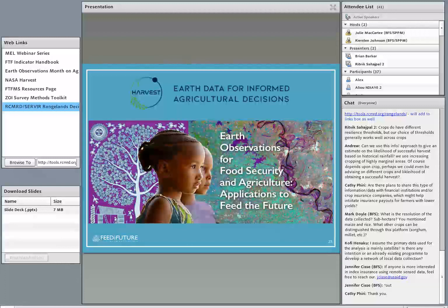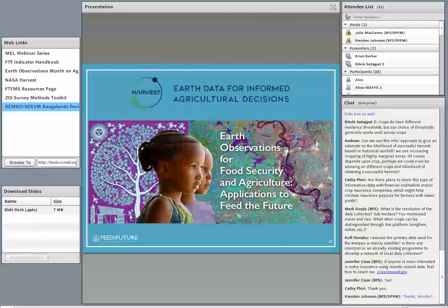The CHIRPS data set is, if I remember correctly, 1 kilometer, I think. Brian, correct me if I'm wrong. And the NDVI data set, the original data set is usually like 250 meters to 500 meter resolution, but we aggregate it up to about 5 kilometers.